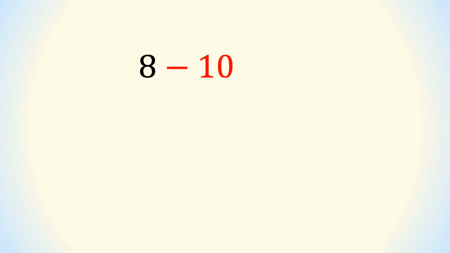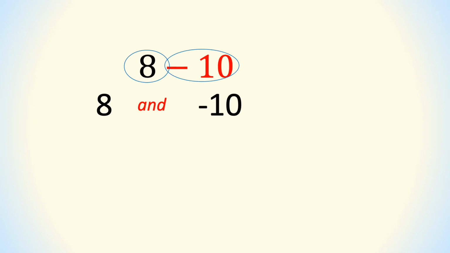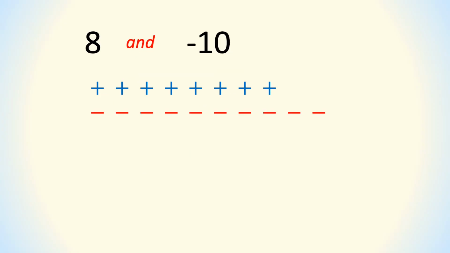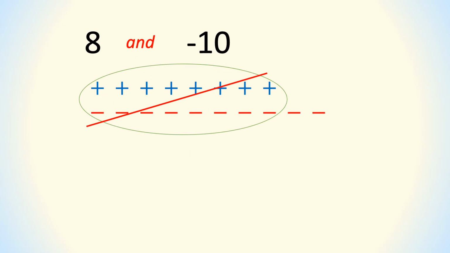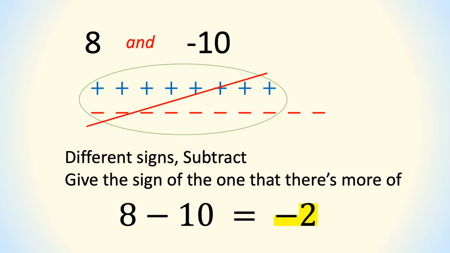We're going to land in the negative. Here's 8 minus 10. In this we have 8 and negative 10. 8 positives and 10 negatives. So if we do this, we can subtract the zero pairs. 8 positives and 10 negatives. We take away 8 zero pairs and we're left with 2 negatives. Different signs subtract, and we give the sign of the one that there's more of.